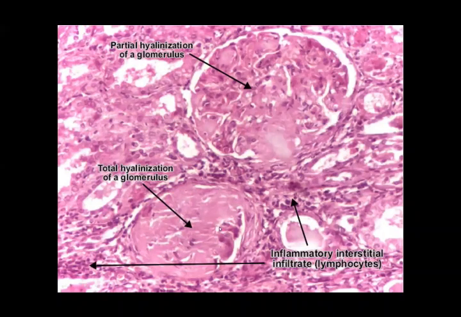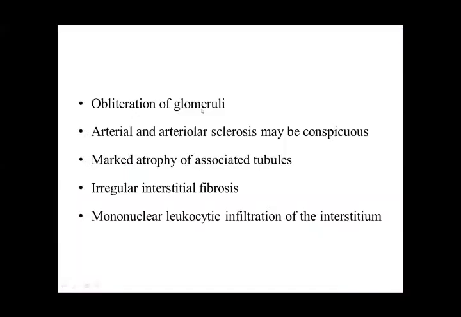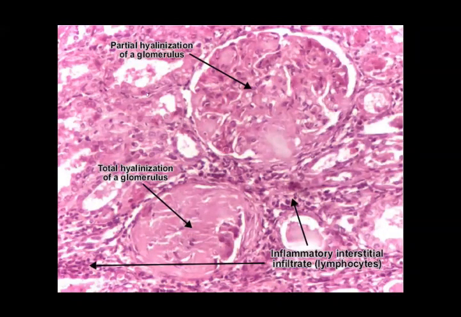Hyalinization of the glomerulus, which has undergone obliteration because of the hyalinization. This is partial hyalinization, and this is complete hyalinization. Inflammatory infiltrate into the interstitium is seen. If there is any arteriole, it will be sclerosed. Do we see any arteriole here? Look at the inflammatory cells. We see a lot of inflammation there. This is a tubule. It has shrunken in size. The tubules have shrunken in size, so therefore tubules have atrophied.